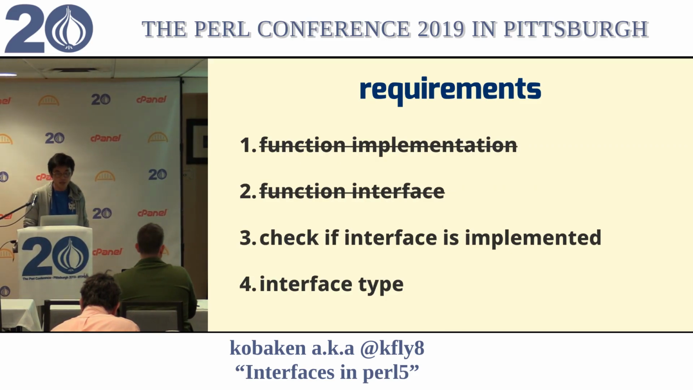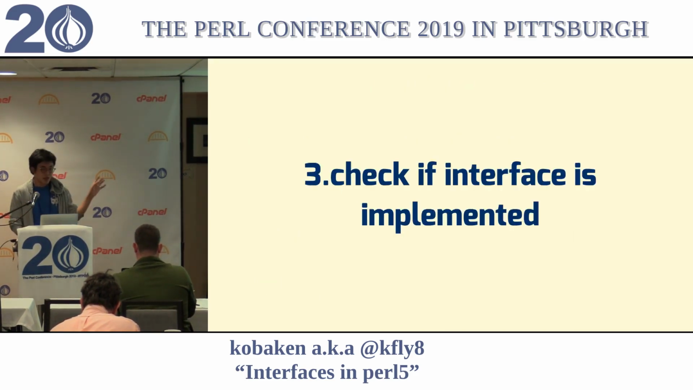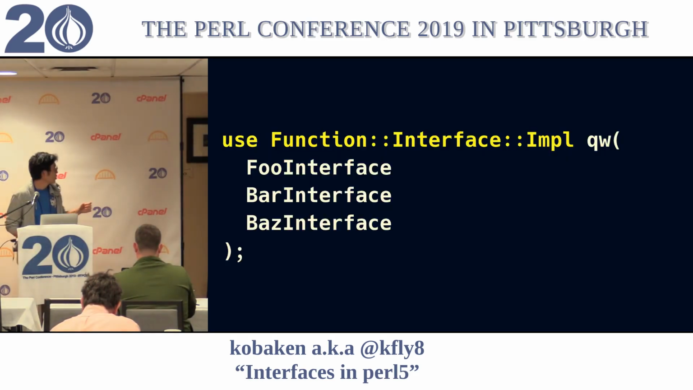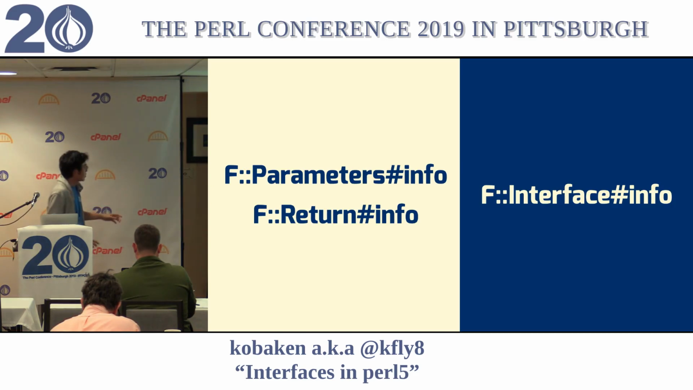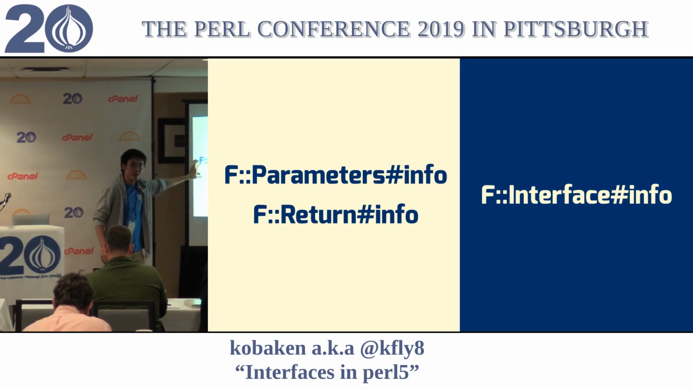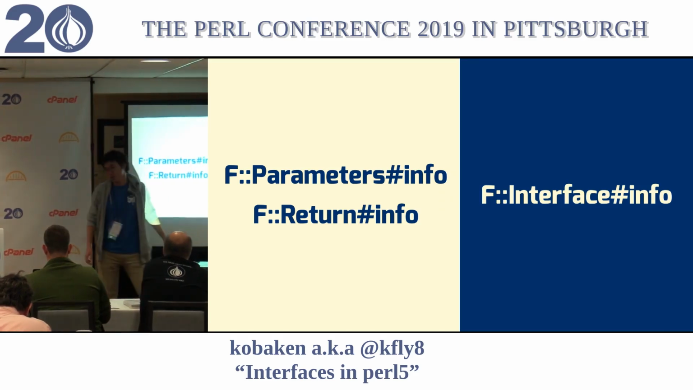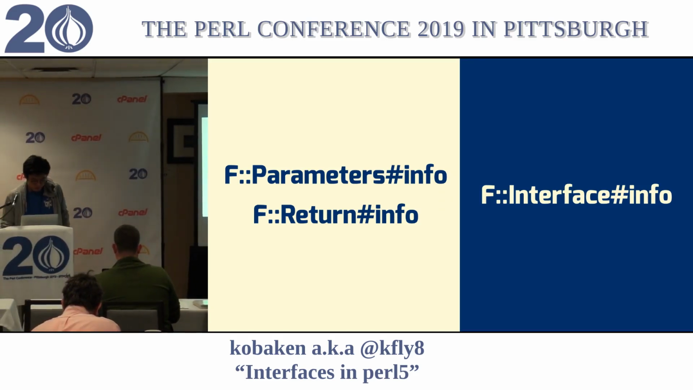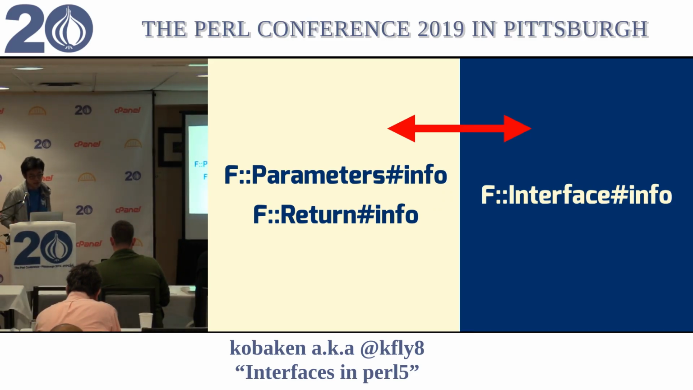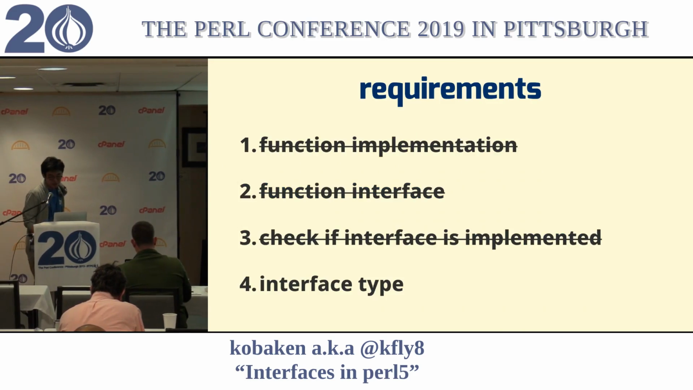Next, the interface is implemented. Check. So this is a use function interface impl. Internally, we get the function implementation meta informations and the interface meta informations. So we can check if the interface is implemented. Compare the implementation meta information and the interface meta information. And this runs at compile time. So the third requirement is done.